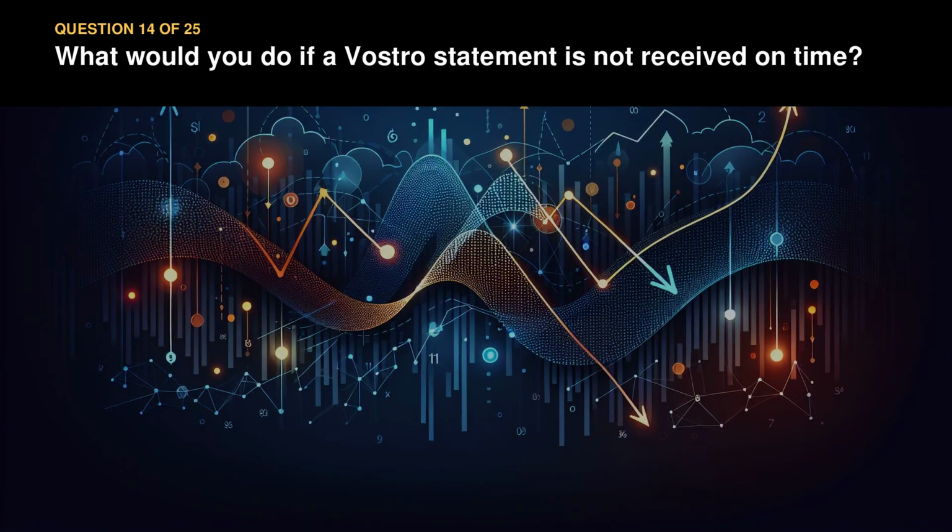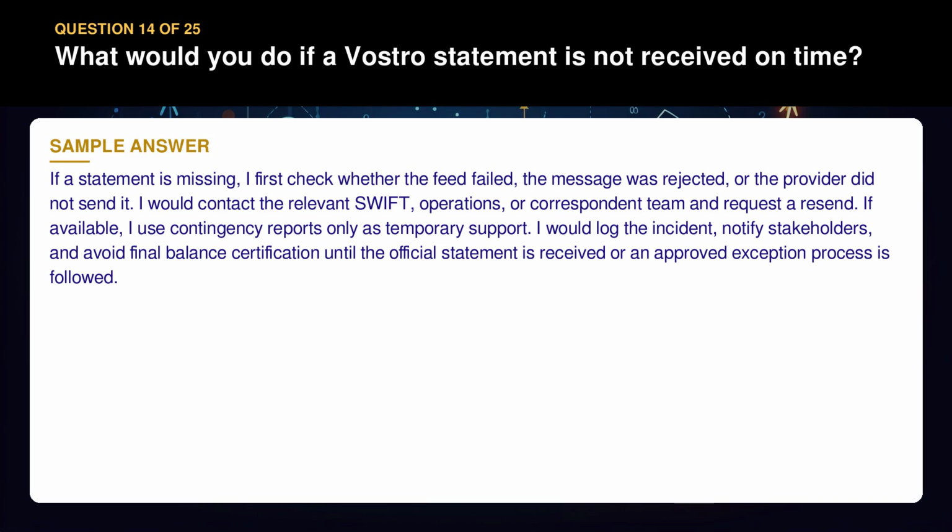Question 14. What would you do if a Vostro statement is not received on time? If a statement is missing, I first check whether the feed failed, the message was rejected, or the provider did not send it. I would contact the relevant SWIFT, operations, or correspondent team and request a resend. If available, I use contingency reports only as temporary support.